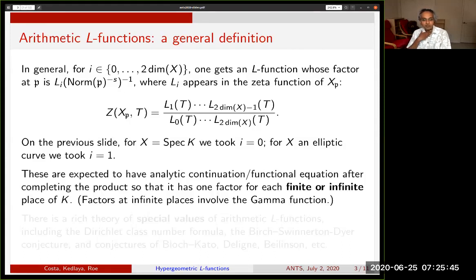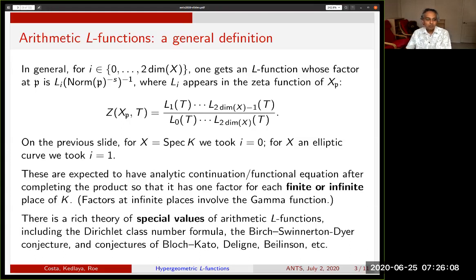In general, it's expected, and known in a few cases like the Dedekind zeta functions, that these L functions have analytic continuation and functional equation to the entire complex plane after suitably completing the product with one factor for each finite or infinite place of k. The factors at infinite places involve the classical gamma function. And once you've done that, you then have access to a rich theory of special values of arithmetic L functions.